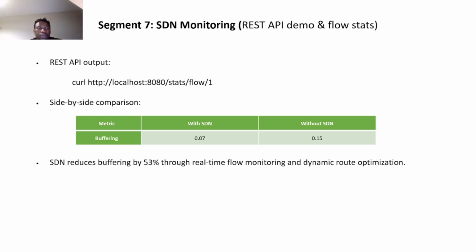The results speak for themselves. You can see here the first one, without SDN, buffering occurs frequently as the network struggles with congestion. The second one, with SDN, our controller dynamically optimized paths based on live conditions. The outcome was a 53% reduction in buffering, in fact, proving that SDN real-time monitoring and adaptive routing directly improves streaming quality.